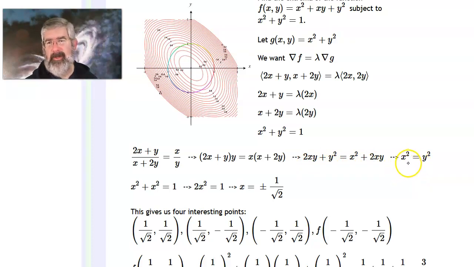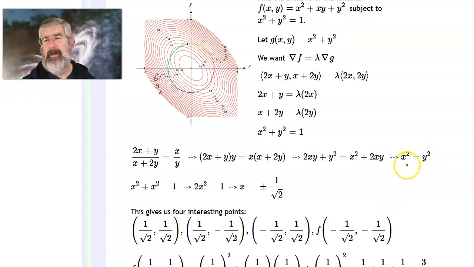With x squared equals y squared, what I have now is two equations with just x's and y's and no lambdas anymore. But with x squared equal to y squared, I can just plug in, replacing the y squared by x squared to get x squared plus x squared equals 1, which means that 2x squared equals 1 and x equals plus or minus 1 over radical 2. Okay, and with x equals plus or minus 1 over radical 2, x squared would be a half, so y is plus or minus 1 over radical 2 as well.